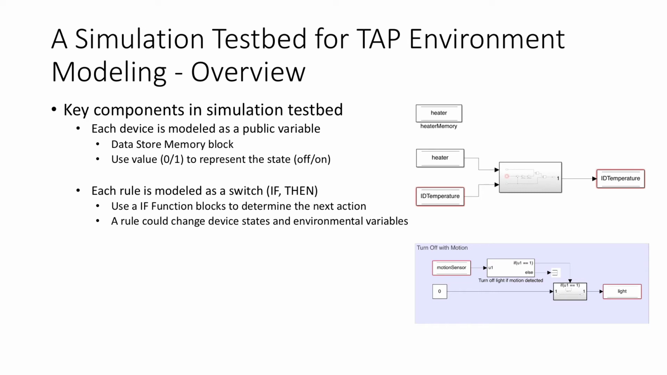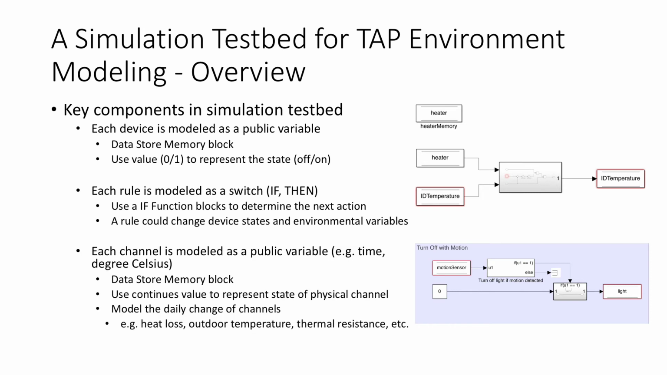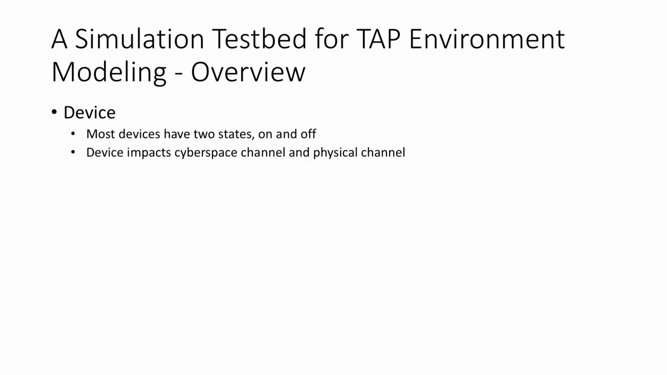The rule is modeled as a switch. For example, if the motion sensor is detected, it triggers the lights to turn off. A rule could change device states and environment variables. About the channel, for example, cyberspace channel time, physical channel temperature, the values are stored in the data store memory block as well. And importantly, the channel modeling is based on the real environment. For example, the testbed must consider the heat loss, outdoor temperature change, thermal resistance of house, and so on.